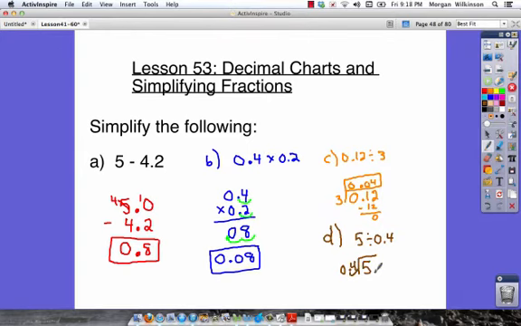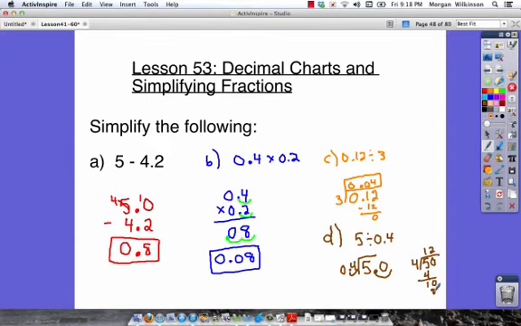So we've got to take our number 5. We've got to make it 5.0. It moved once in our divisor, so it has to move once in our dividend. So we're going to get a new problem. That new problem is going to be 50 divided by 4. And we can go ahead and solve. We know 4 goes into 5 one time. We've got 4 with 10 left over. 4 goes into 10 two times.